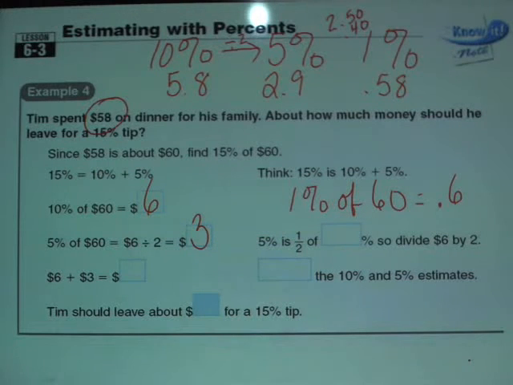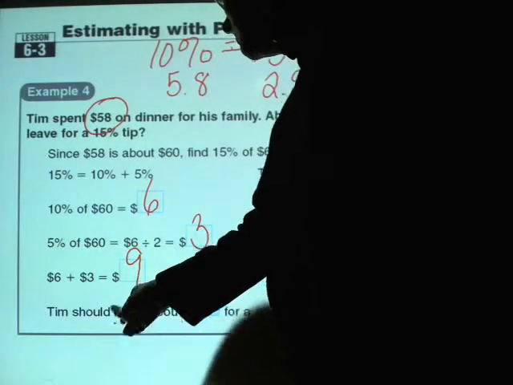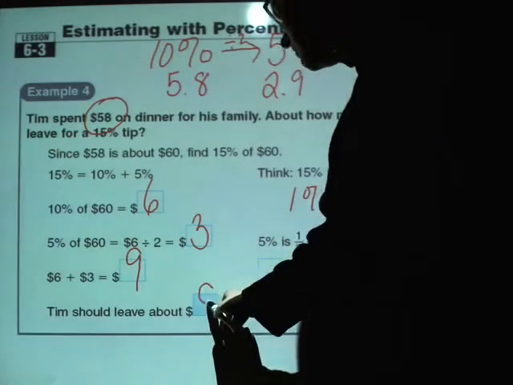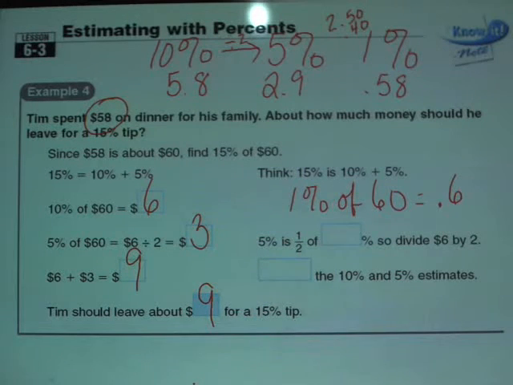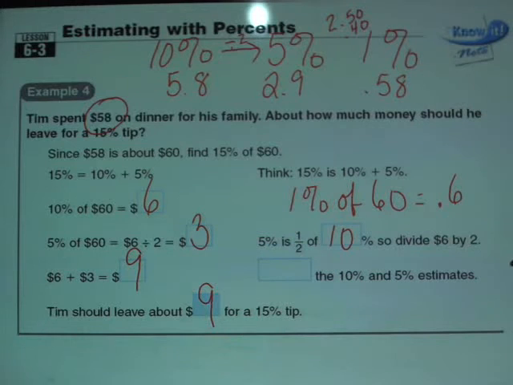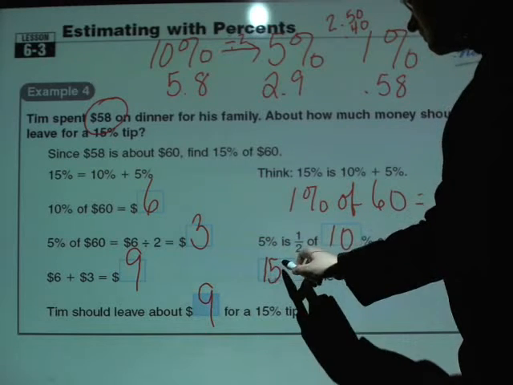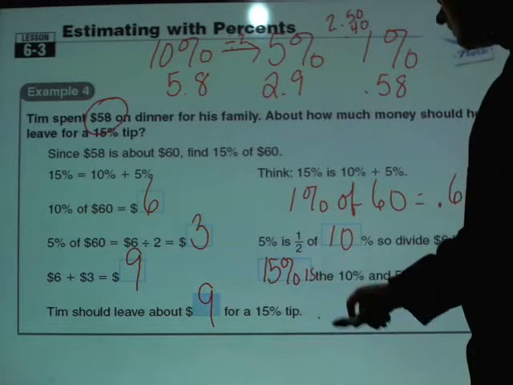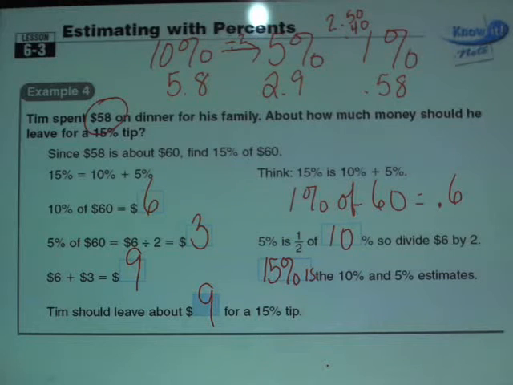All right, so 15%, the 10% figure plus the 5% figure gives me 15%. In other words, 6 plus 3 going together to make $9, meaning Tim should leave about $9 for a 15% tip. What they're talking about here is how they figured out 5%, which is again what we explained. 5% is half of the 10% amount, so you divided the 6 by the 2. And 15% is the 10% and 5% estimates put together.